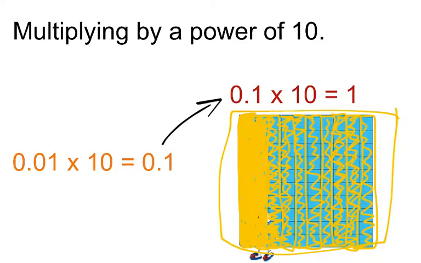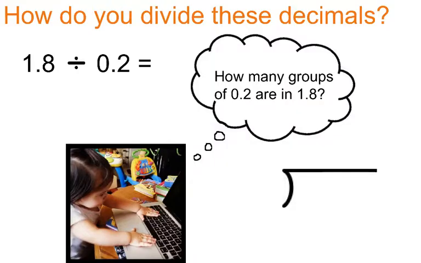Now let's start with dividing with decimals. So how do we divide these decimals? I have 1 8/10 divided by 2/10. So what I really need to ask myself is, how many groups of 2/10 are in 1 8/10? So I can, of course, count by 2/10, 4/10, 6/10, 8/10, etc.